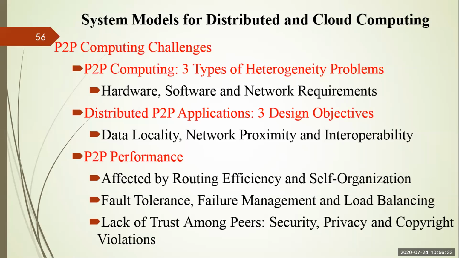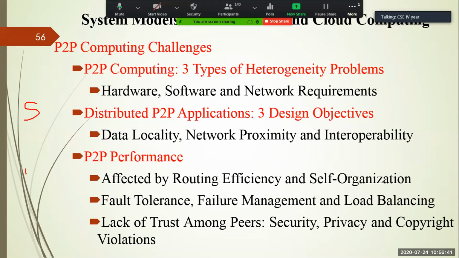And P2P performance is always affected by routing efficiency and self-organization. What is routing efficiency? For example, you want to transfer data from a source to a destination. As the source cannot directly reach the destination because there is no direct communication, you have to take the help of a few intermediate nodes. The source communicates with one intermediate node, which communicates with another intermediate node, which then communicates with the destination. This is a kind of routing mechanism. Similarly, there may be other intermediate systems by which you can also transport the data.